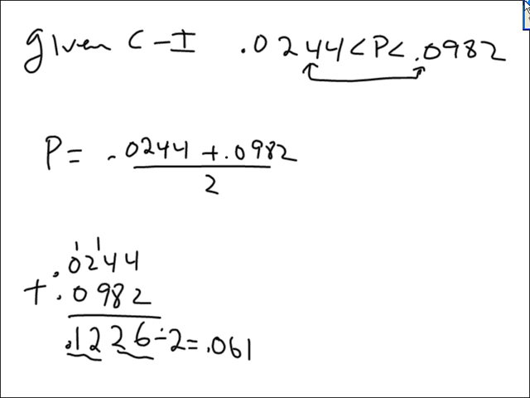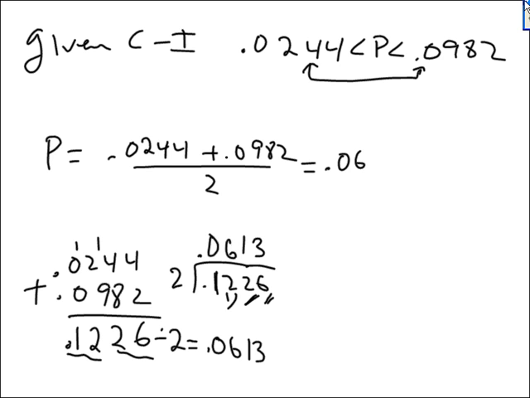2 into 26 is 13. You want to do it the long way? Go for it. Not a big deal. 2 into 1 goes 0 times with 1 left over. 2 into 12 goes 6 times. 2 into 2 goes 1 time. And then 2 into 6 goes 3 times. So however we do it, we get that answer, and that's P hat.